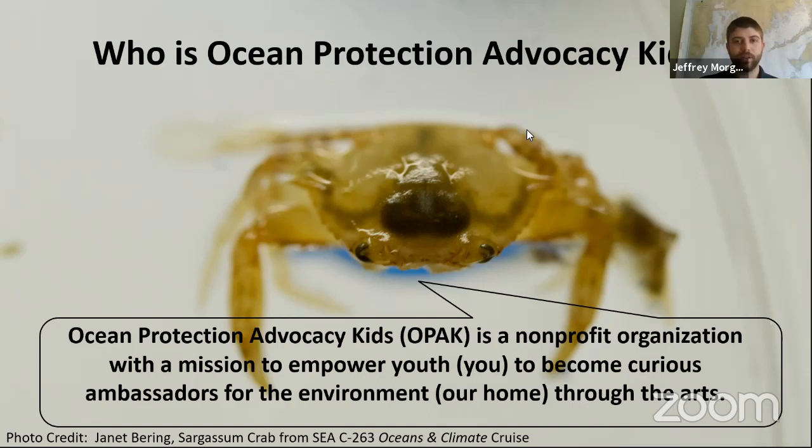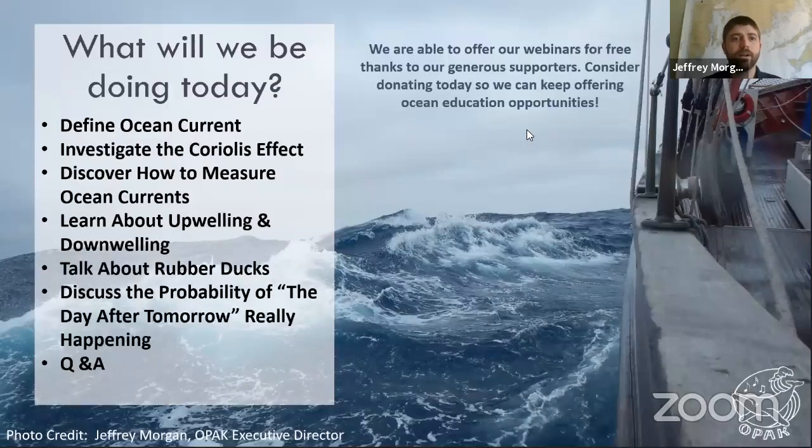So today we're going to be looking at ocean currents. We're going to investigate the Coriolis effect. We're going to discover how we actually measure ocean currents. We're going to learn about upwelling and downwelling in our ocean, which is the vertical movement of water. We're going to talk about how rubber ducks are involved in ocean currents. And then we're actually going to talk about the probability of the film The Day After Tomorrow.